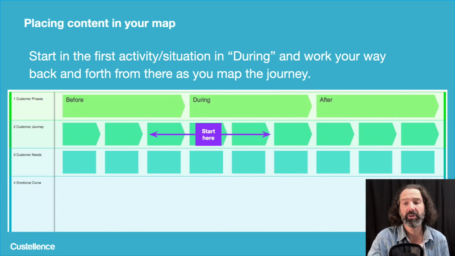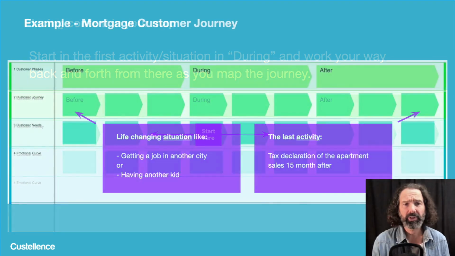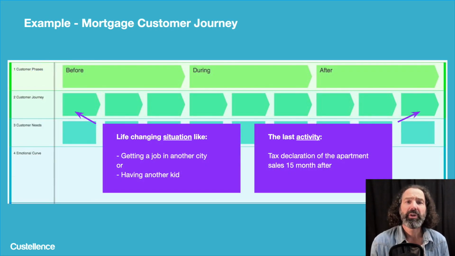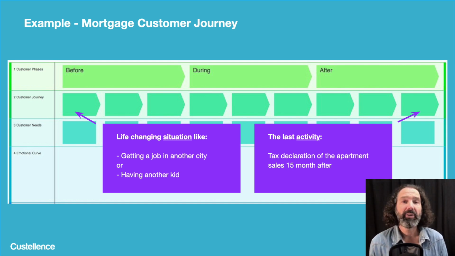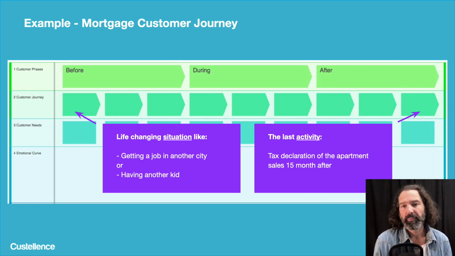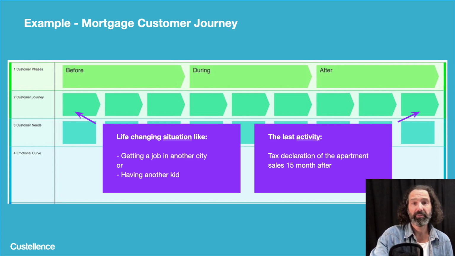It is an example from a mortgage bank offering a mortgage. So a mortgage customer journey. Maybe it starts with a life-changing situation, getting a job in another city or having a kid. And the last activity here could be the tax declaration of the apartment after it was sold, 15 months after.